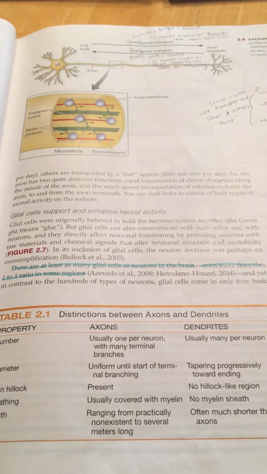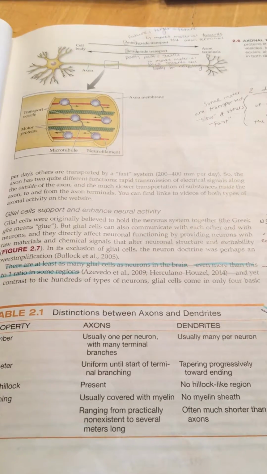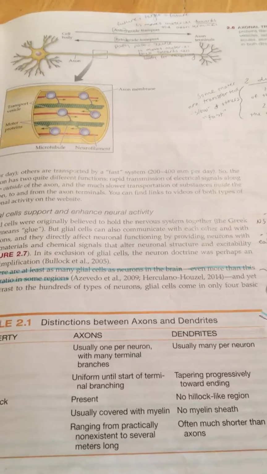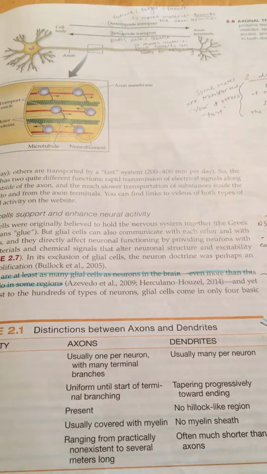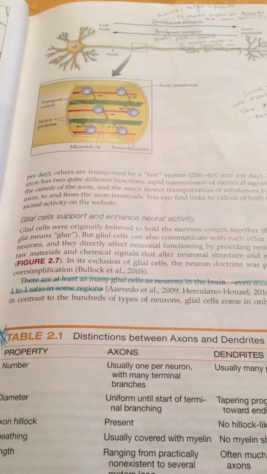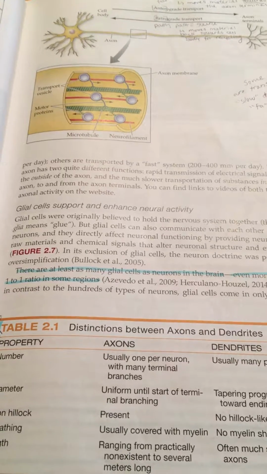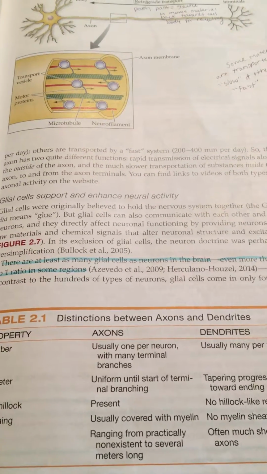This section does start with glial cells. Glial cells are kind of like glue, so to speak. They were originally thought to hold the nervous system together. As we did more research, though, we found out that glial cells do communicate with each other and with other neurons, so they're more than just glue. Glial cells actually affect neuronal functioning by providing neurons with raw material and chemical signals. All of this alters the neuron structures and excitability.